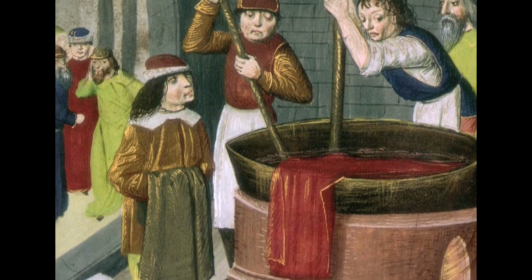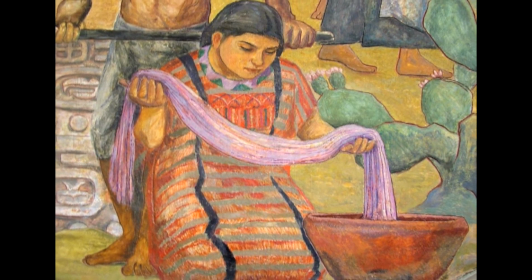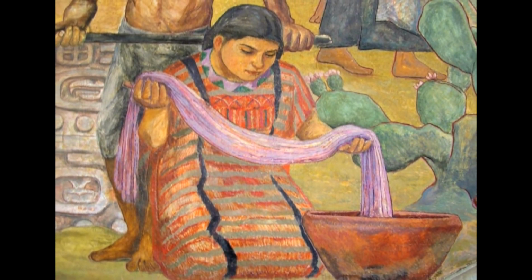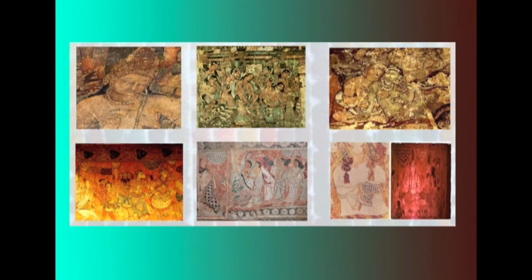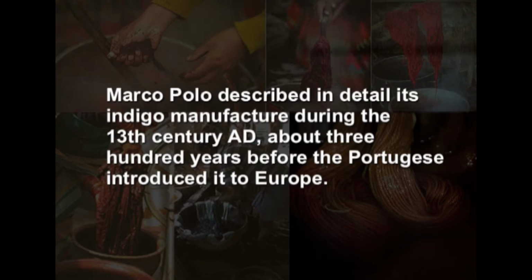Dyers in India and Southeast Asia not only mastered the art of producing bright colors on cotton, but also developed techniques of printing colors on woven fabric and making designs with resist dyeing. Marco Polo described in detail its indigo manufacture during the 13th century AD, about 300 years before the Portuguese introduced it in Europe. Among the ancient people, the Egyptians of the Middle Kingdom not only dyed textiles, but also understood the use of mordants.